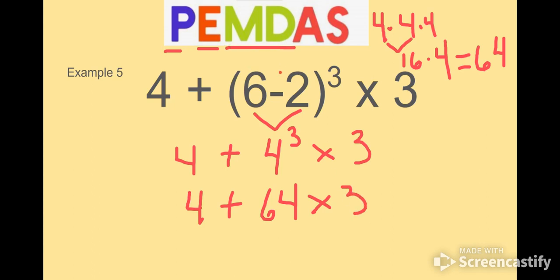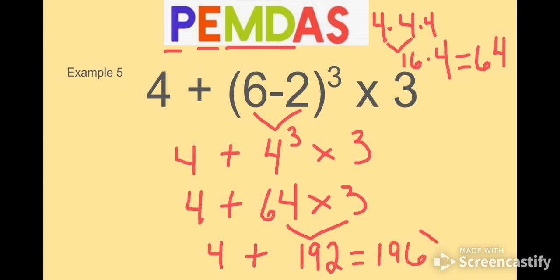So now I have to do my multiplication or division. So I need to multiply 64 times 3. Pause the video and do 64 times 3 on the side of your paper. Okay, you should get 192. I'm going to rewrite the problem. I'm running out of room here. So 192 plus 4 is 196. So even though the problem looks more complicated, you still follow the same order of operations.